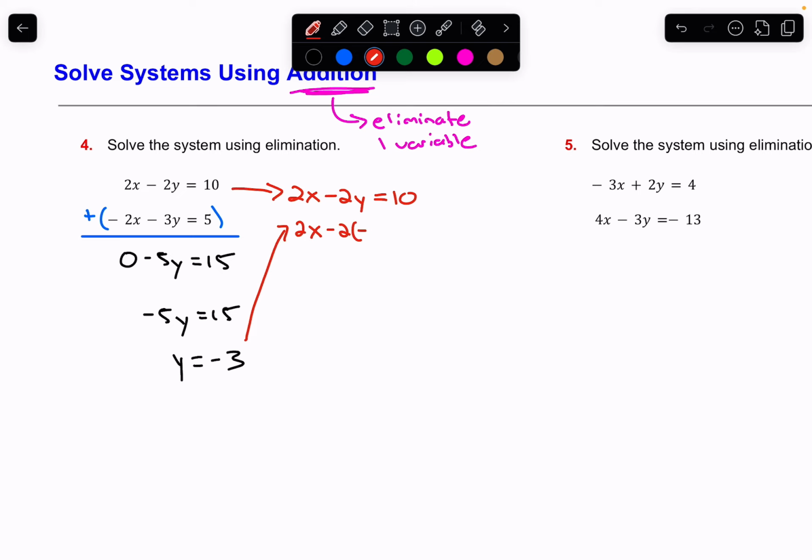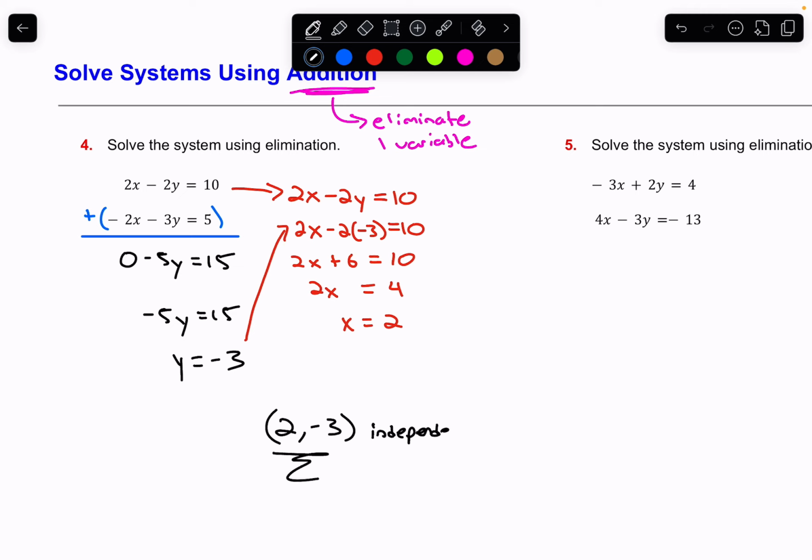So I get 2x minus 2 times negative 3 equals 10. Doing a little work here, I get 2x plus 6 equals 10, which means subtract 6 from both sides, 2x is equal to 4, and so x equals 2. That means my final answer is 2 comma negative 3, where this is again an independent system because we get one answer. Independent just means we have two different lines that intersect each other, and they intersect in this case at 2, negative 3. All right, that was the easy version of these questions.